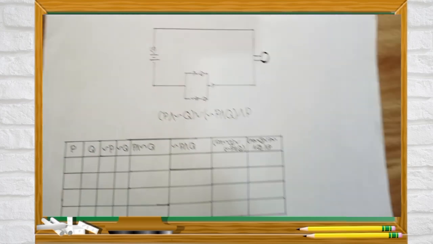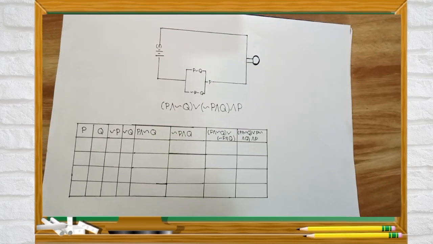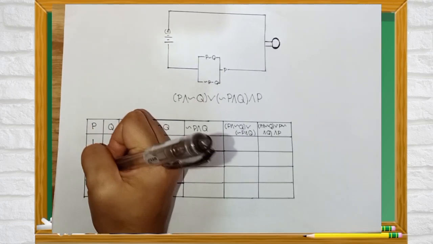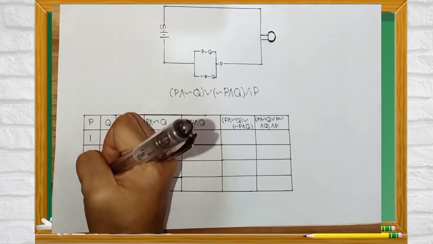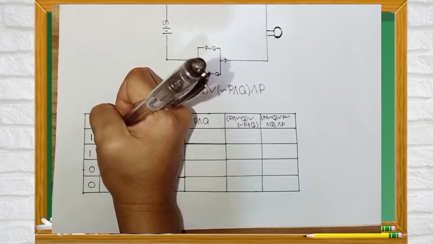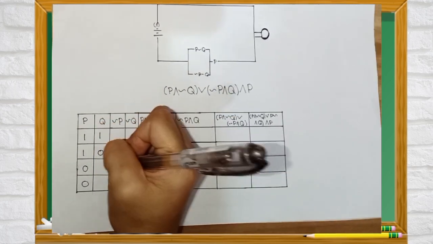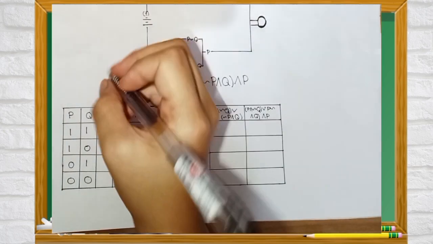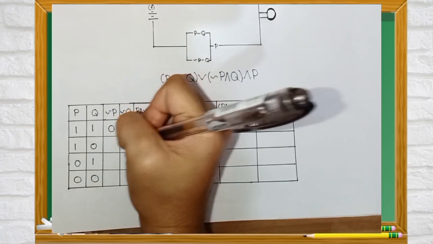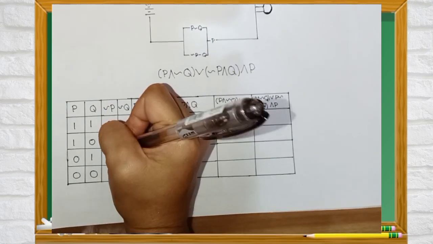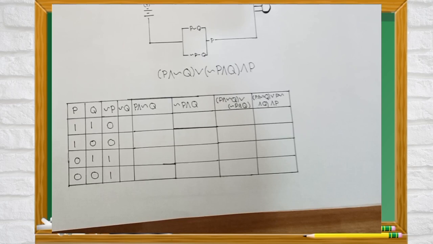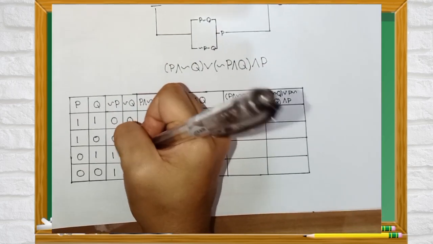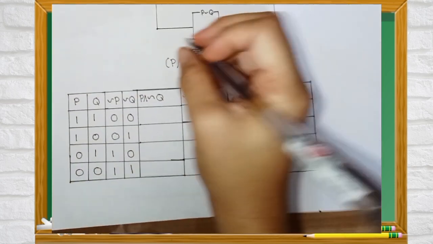We are finished writing the outputs. We're going to identify the values. For P and Q, we have the constants 1, 1, 0, 0. For Q, 1, 0, 1, 0. For the negation of P, we have 0, 0, 1, 1. Then, for the negation of Q, we have 0, 1, 0, 1.